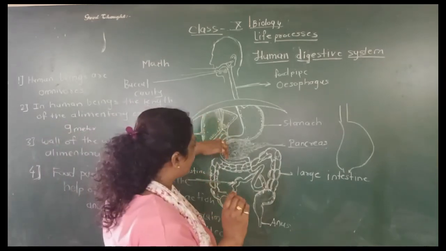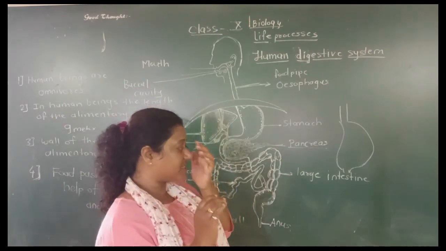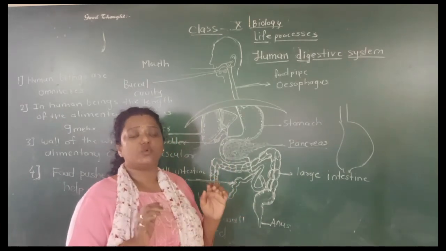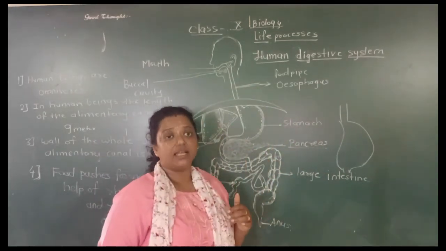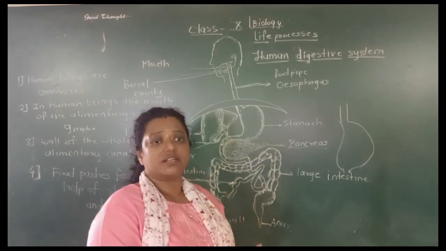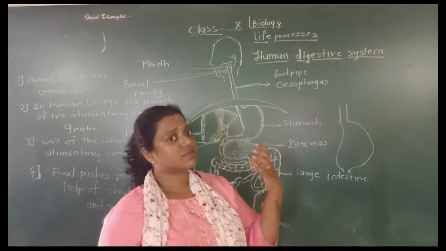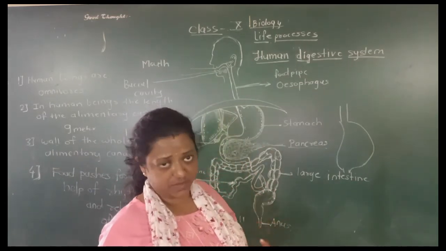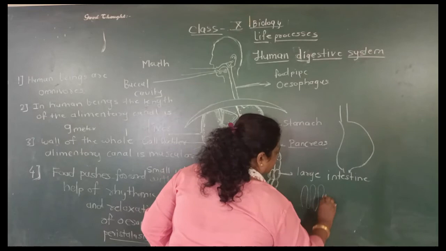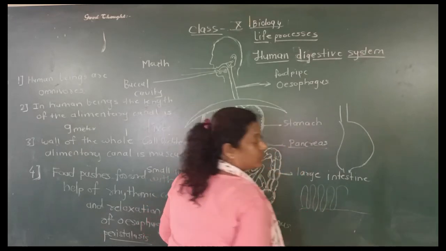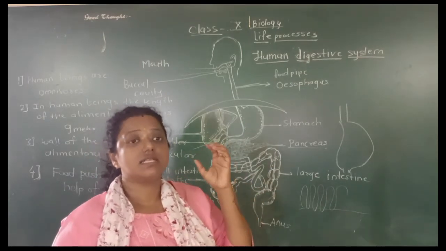After it, the food will enter into the small intestine. Here, the important nutrients needed for our body, as well as whatever food we have eaten, will be converted into simple nutrients and will get absorbed by the wall of the small intestine called the villi. The shape of the villi is like this, present in the wall of the small intestine.